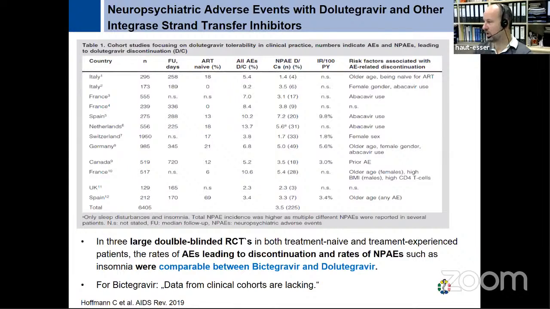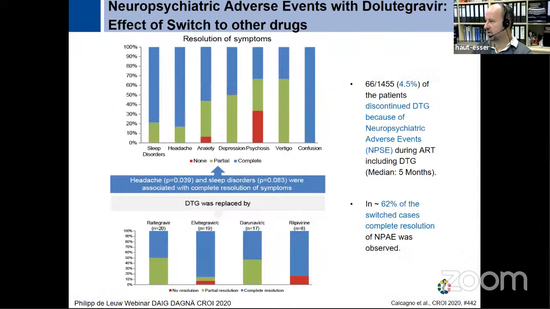So far, our clinical experience is that there is not such a big difference in neuropsychiatric adverse events between Dolutegravir and other integrase strand inhibitors. There is a trend for a little bit less frequent neuropsychiatric adverse events for Raltegravir. The other point is, is it really true? What happens if you switch from Dolutegravir, for example, to other drugs?